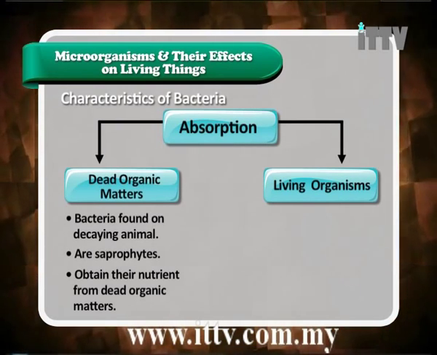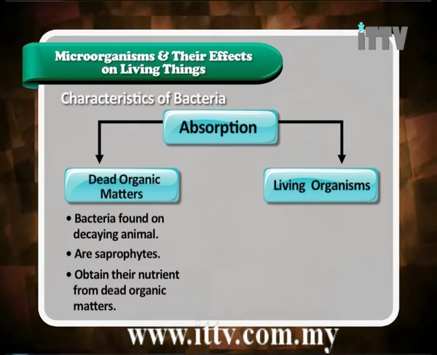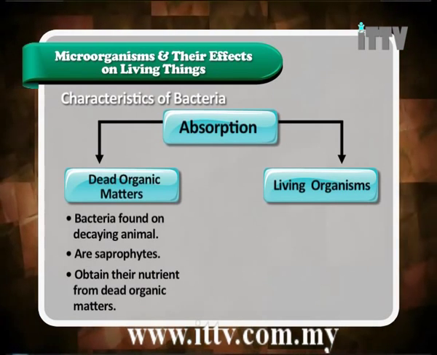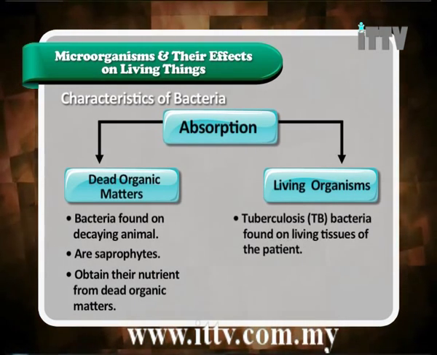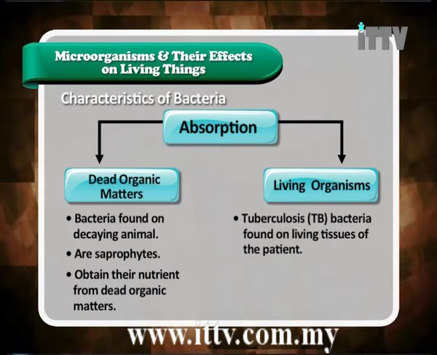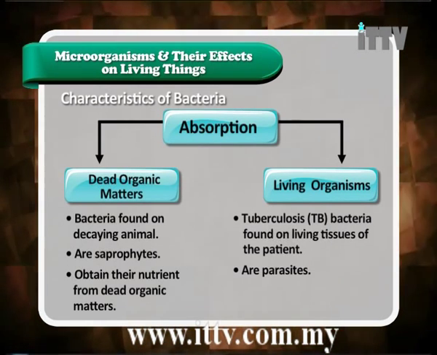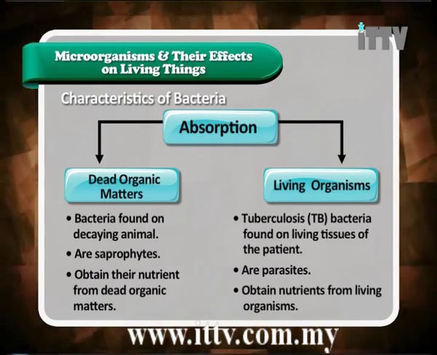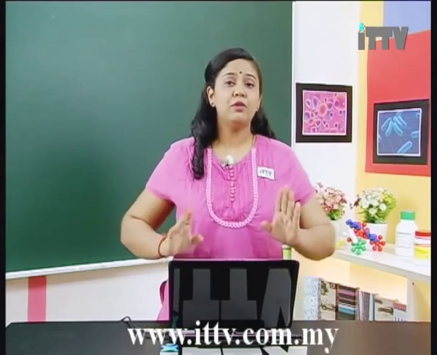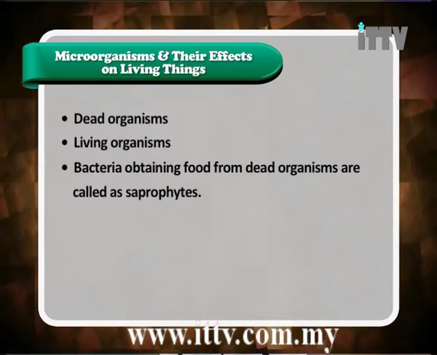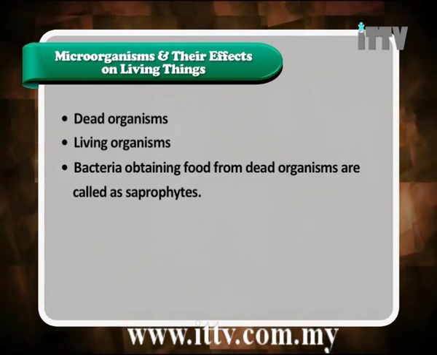Besides absorption through dead organic matter, there is absorption through living organisms. For example, the tuberculosis, TB, bacteria obtain food from the lung tissues of the patient. These bacteria are parasites because they obtain their nutrients from living organisms. So this absorption is divided into two: dead organisms and living organisms. Bacteria obtaining food from dead organisms are called saprophytes, while bacteria living in living organisms are called parasites.